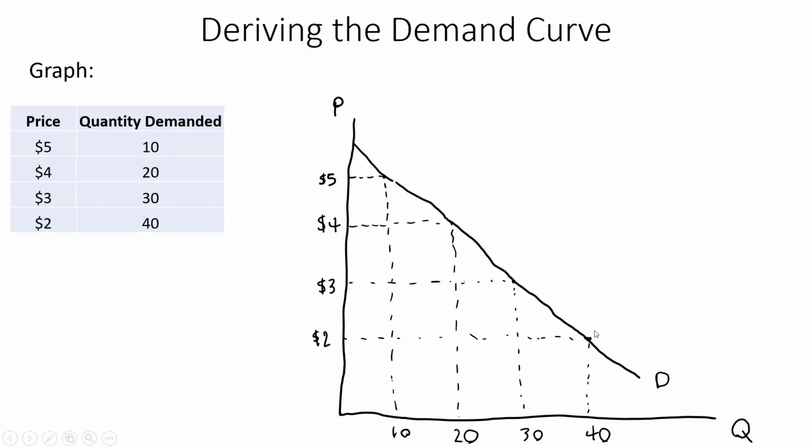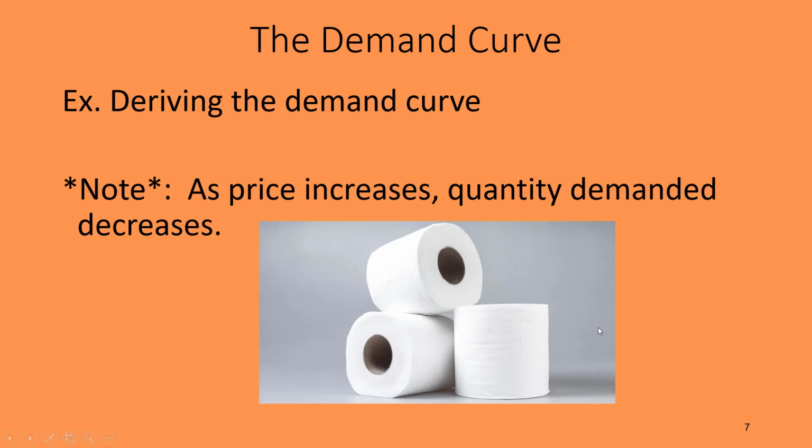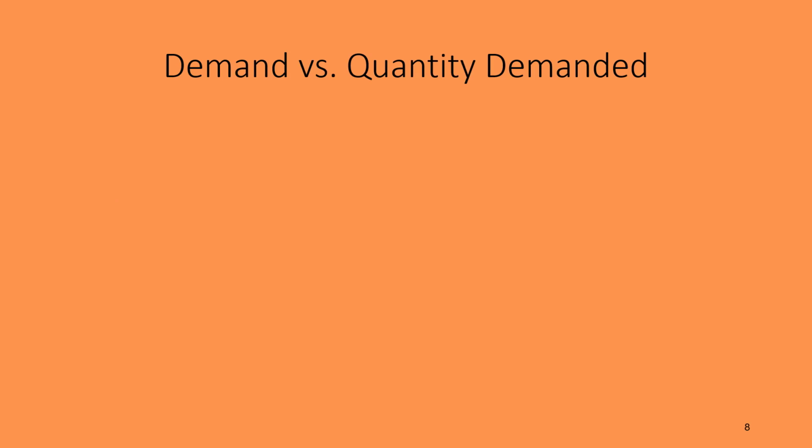So again, the big lesson here behind the law of demand is that as price increases, we say that quantity demanded, not demand, but quantity demanded decreases. And as price decreases, we'd say that quantity demanded increases. So with that in mind, let's talk about the difference between using this language saying that demand changes versus quantity demanded changes.